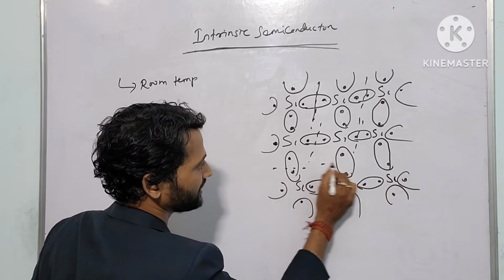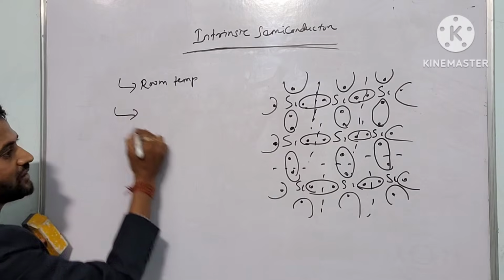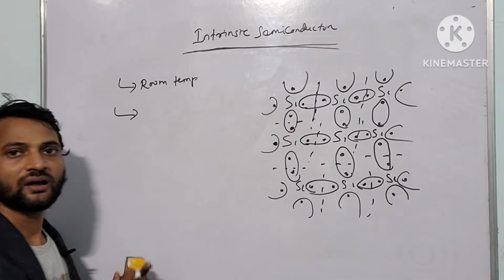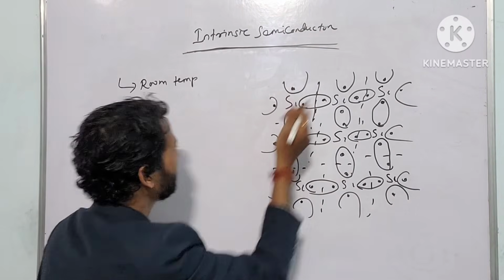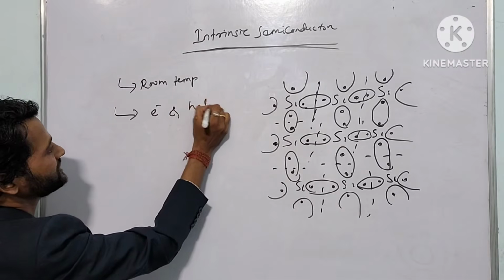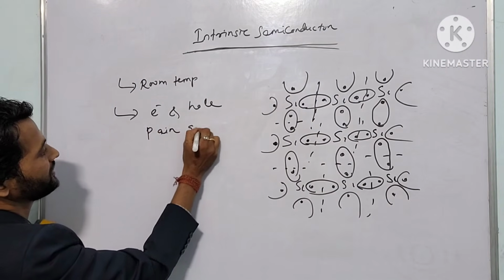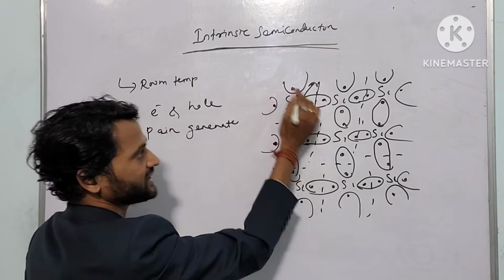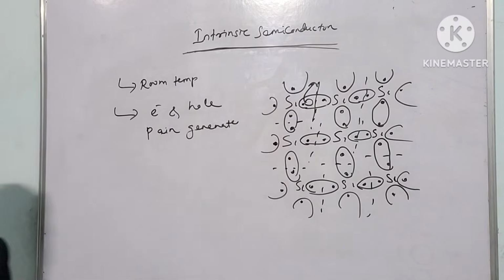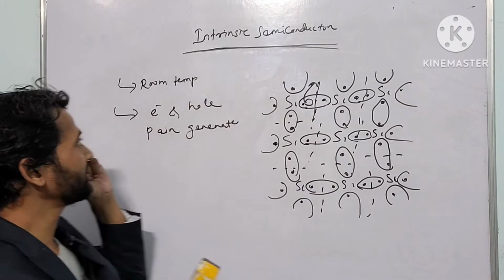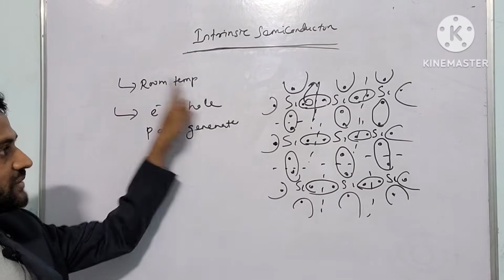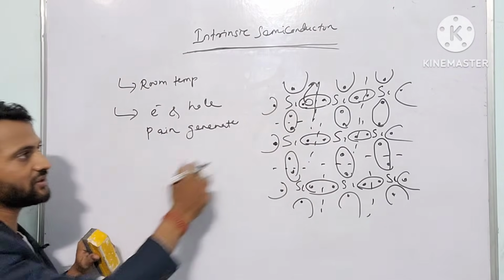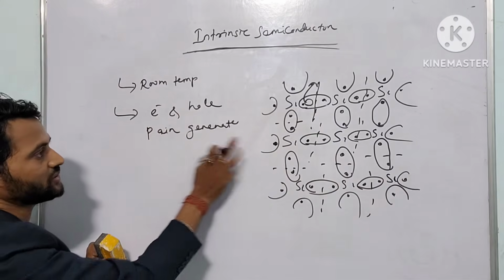If covalent bond will break due to increase in temperature, what will form? The electrons will be free. The electron will escape out from that orbit. Then what will happen? The electron and hole pair will generate. How? Since electron is escaped out, one vacant space is left, that is called hole. Right? So you can write in case of intrinsic semiconductor, it is made up of pure semiconductor. At room temperature, nothing will happen. Sorry, at low temperature, nothing will happen. At room temperature, the bond will break and electron hole pair will generate.